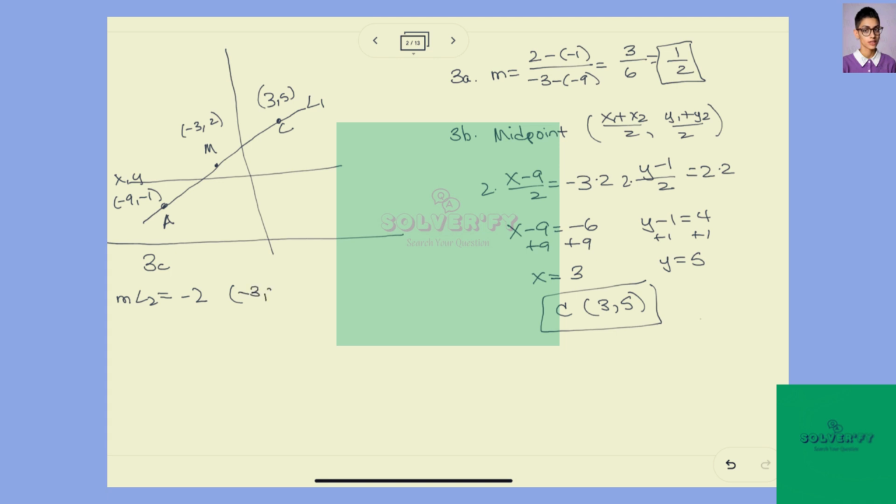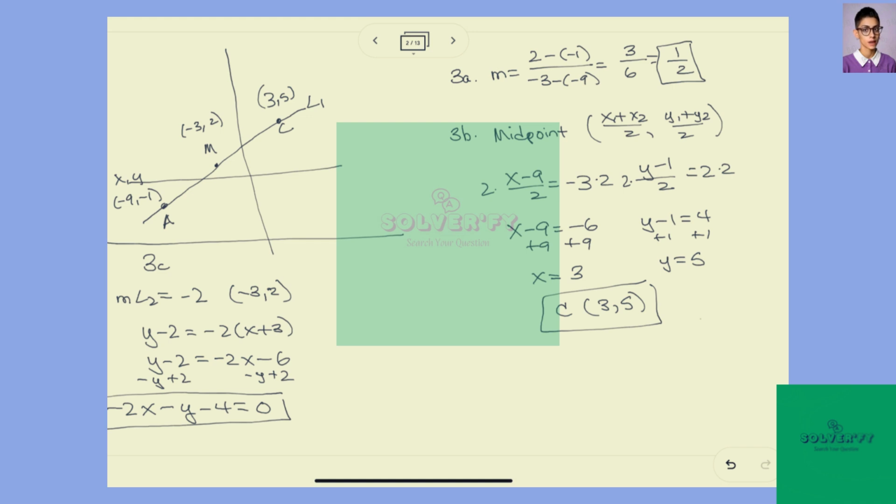The midpoint is at (-3, 2). So my equation is going to be y minus 2 equals -2(x plus 3). I'm going to clean that up. That's -2x minus 6. And I'm just going to bring everything over to one side. So that will give me, I'll subtract y and add 2. So I'm going to have -2x minus y minus 4 equal to 0.